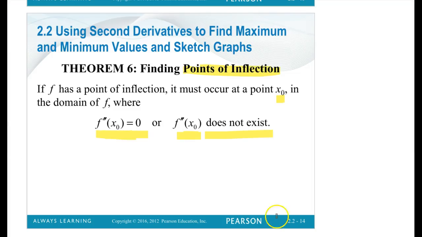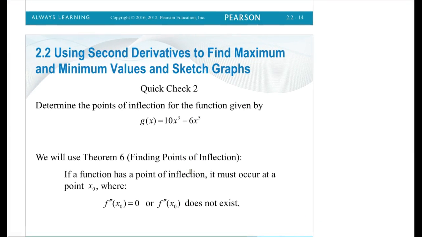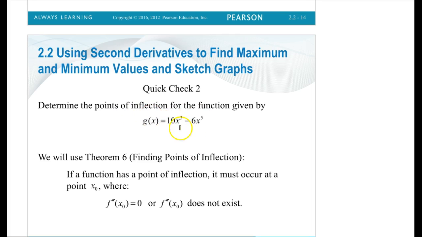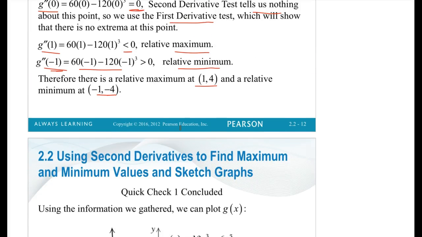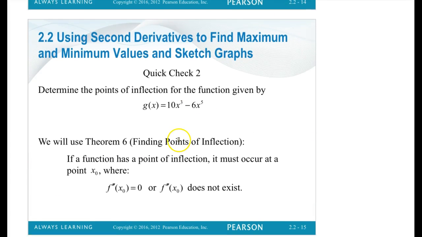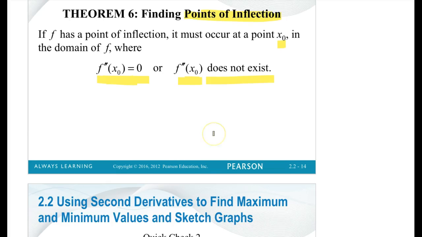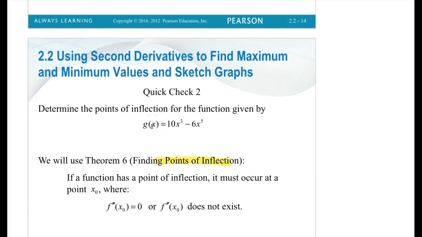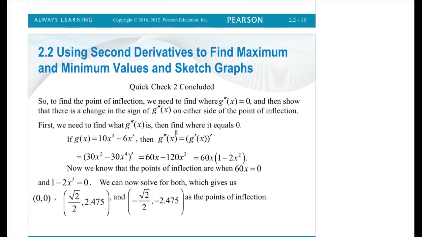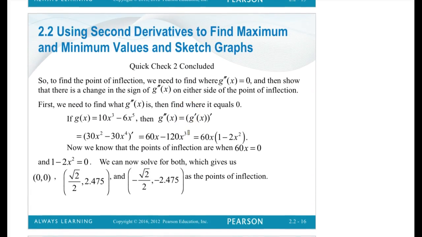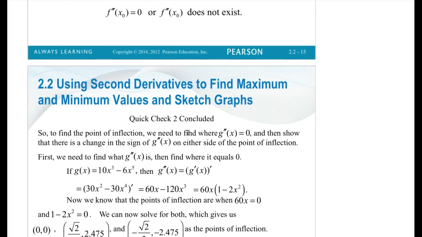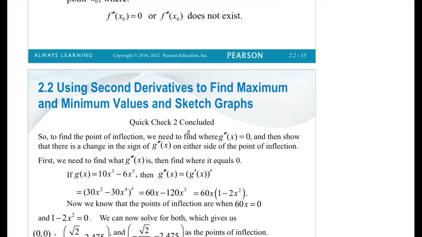So let's go ahead and look at how we go about this. For quick check 2, what would we do? On quick check 2, you have that function. This is the same function that we had earlier. We found all the critical points, and now we want to find the points of inflection. Points of inflection are going to occur when the second derivative equals 0. So now we take that second derivative. Where's that second derivative at? Here. So we need to check here.